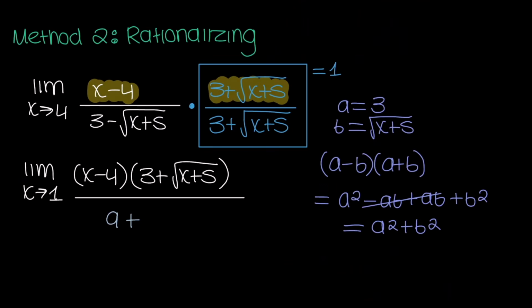Oh, and I messed it up. This should be a minus. If you caught that, great. And we get that minus because when we do the two last terms, this is minus b times a positive b. So we have a minus b squared. And so now this is a 9, minus the b term, which is just x plus 5. Right? And then we can continue simplifying.